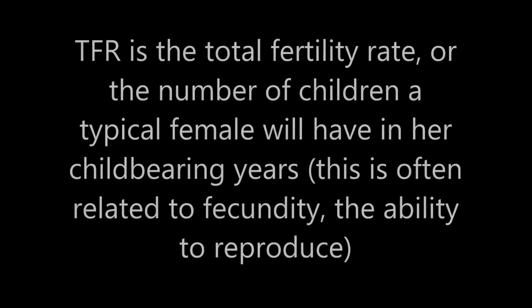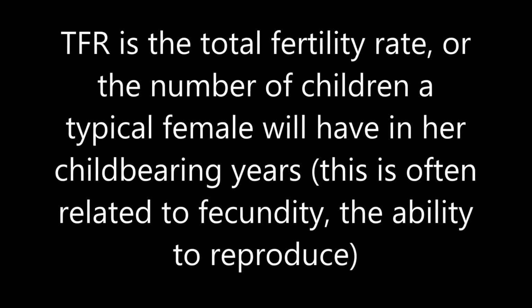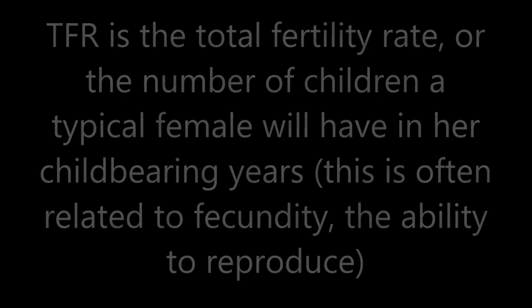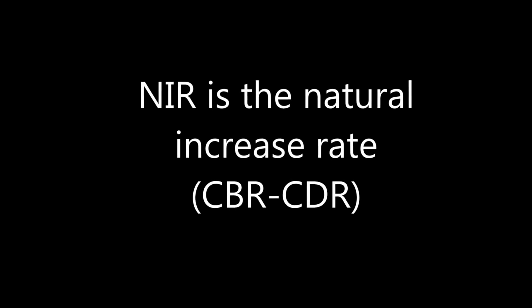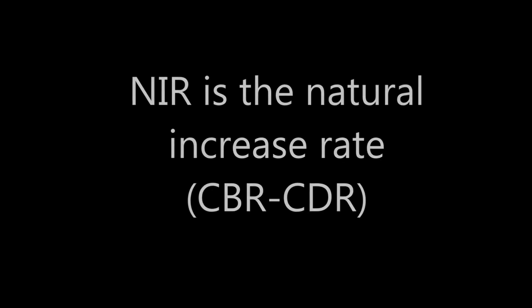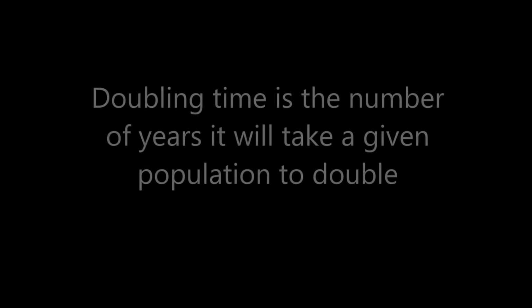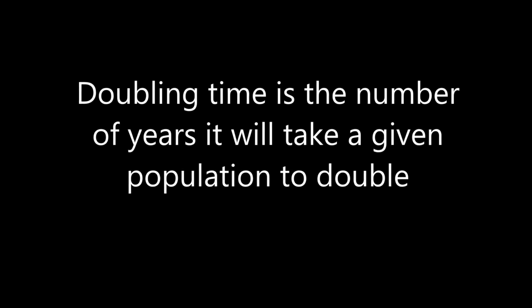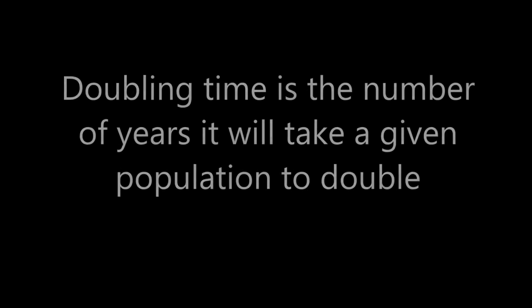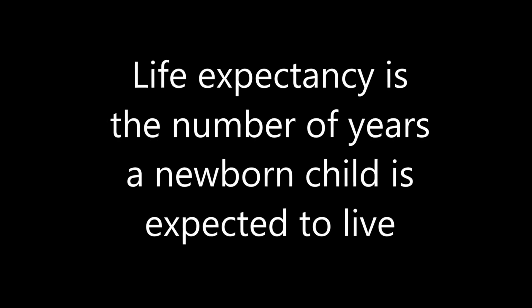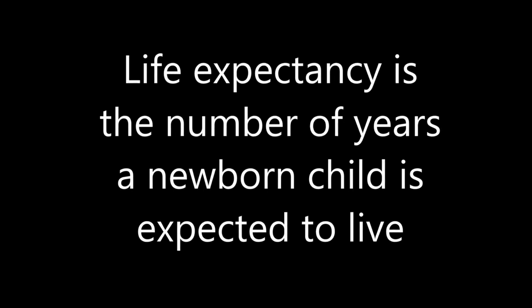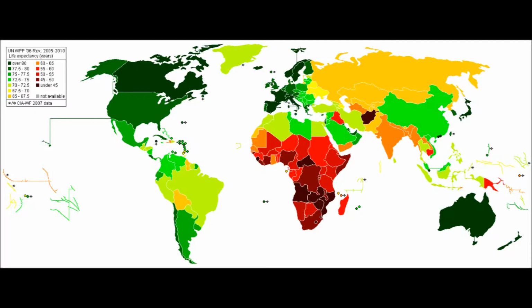TFR is the total fertility rate, or the number of children a typical female will have in her childbearing years, often related to fecundity. NIR is the natural increase rate, which is calculated by subtracting CDR from CBR. Doubling time is the number of years it will take a given population to double. Life expectancy is the number of years a newborn child is expected to live. This is a map of life expectancies in different countries in the world.